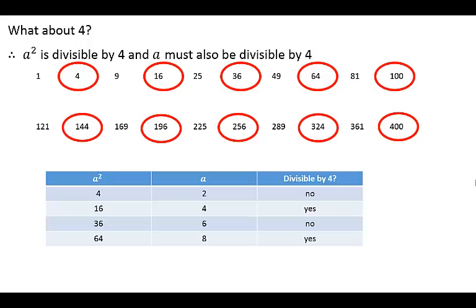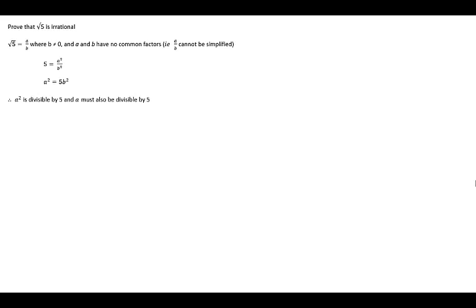So it works for prime numbers. We checked 5 and 3. You can also check 2, 7, etc. It doesn't work for square numbers. And when you look at numbers such as 6, which are neither square nor prime, it gets a little more complicated, but we'll leave it at that. So back to our proof. This is where we got up to. We ended with the statement a squared is divisible by 5 and a must also be divisible by 5.